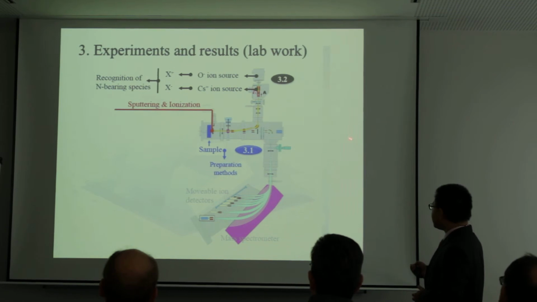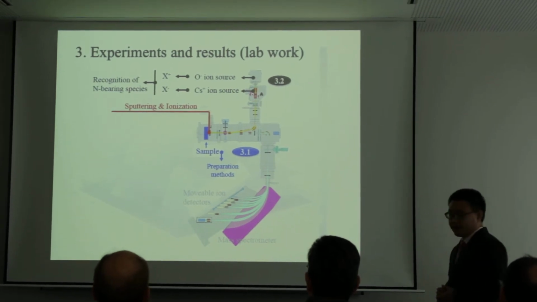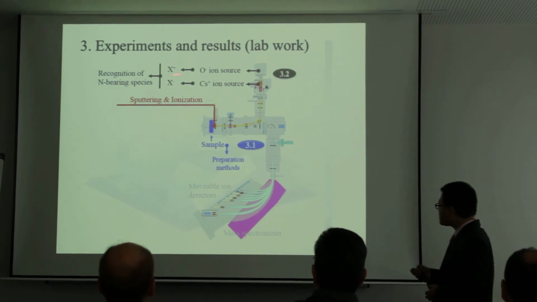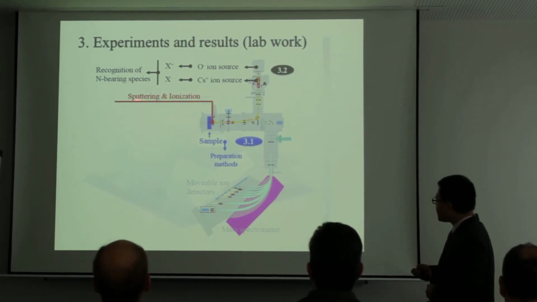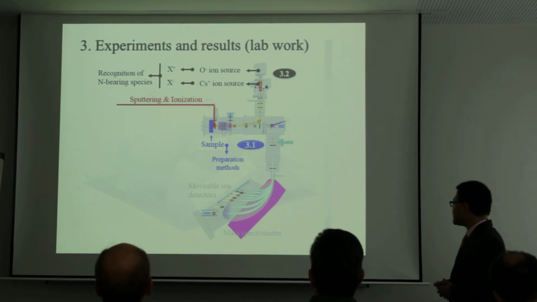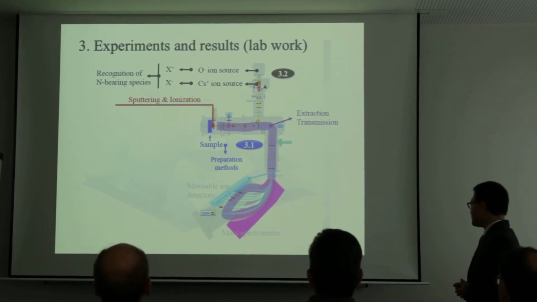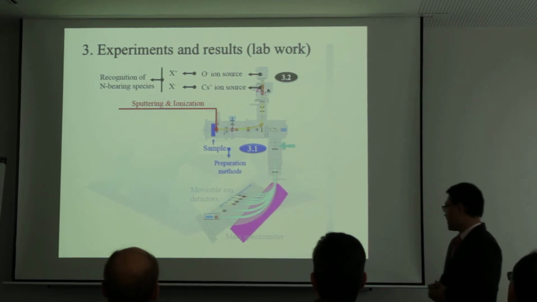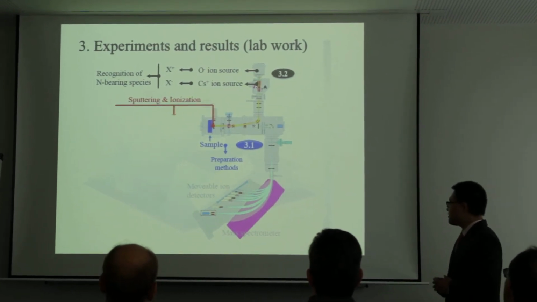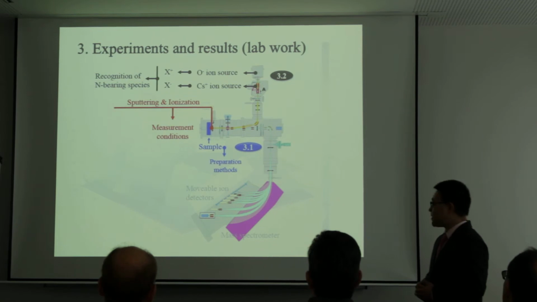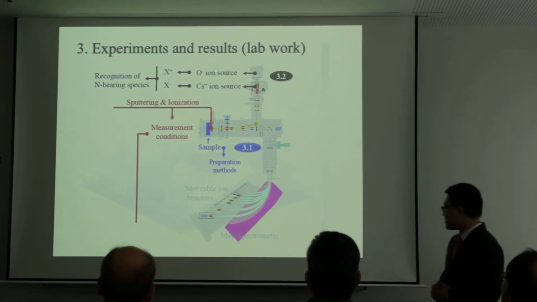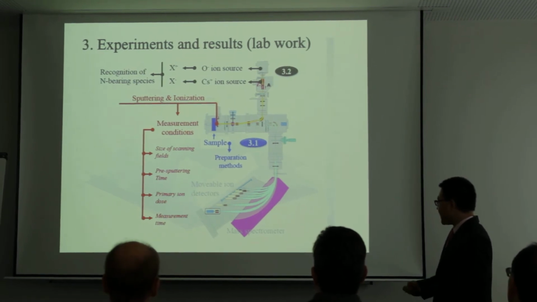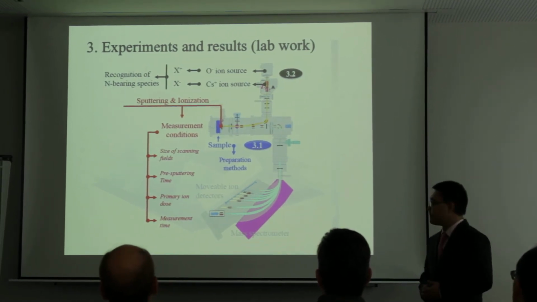So, the instrument mass fractionation occurs in several stages during NanoSIMS analysis. It includes primary ion beam sputtering, secondary ion ionization, extraction, transmission, and detection. For the sputtering and ionization in this work, firstly, I investigated the measurement conditions, including size of scanning fields, pre-sputtering time, primary ion dose, and measurement time.